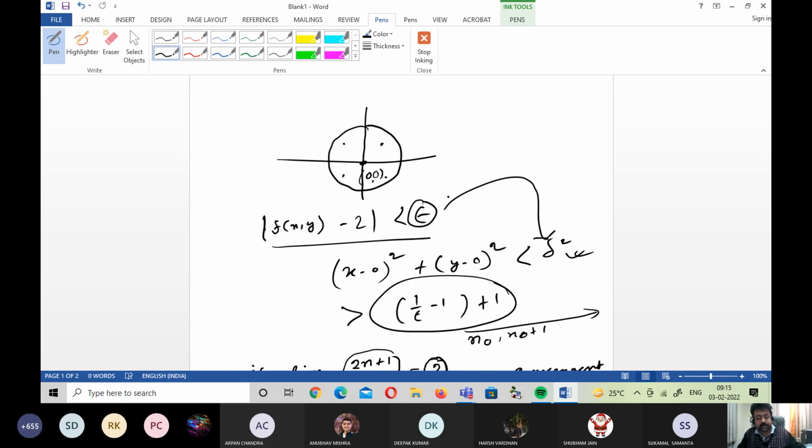Now is it clear to all of you? Sir, for convergence of the limit, n should be greater than n0, so n0 should be 1 by epsilon minus 1 plus 1. But it is given greater than. So you have taken a greater value, 1 by epsilon minus 1 plus 1.